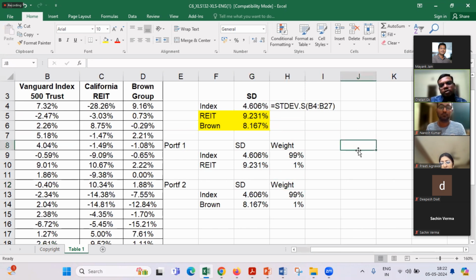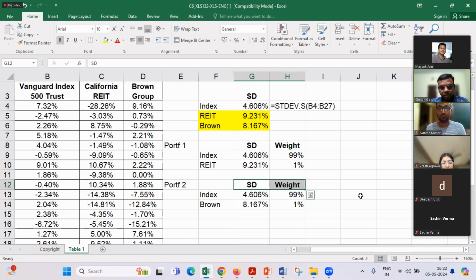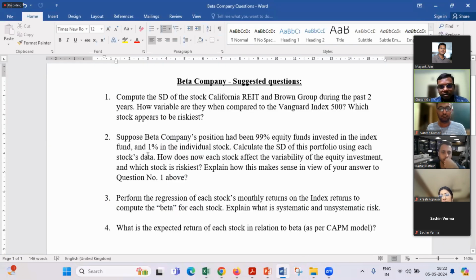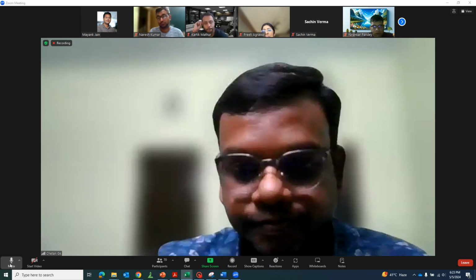Okay, so can we now compute the portfolio standard deviation? Can you go back and show the weight part once again? Pardon? The weight part, the 99. No, you should have this. Okay, got it. Just a minute.